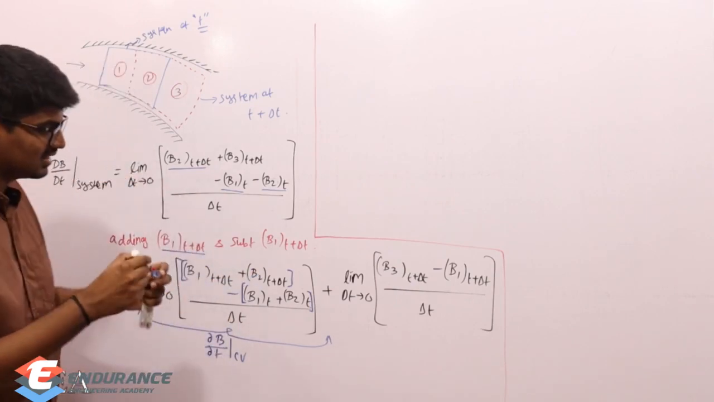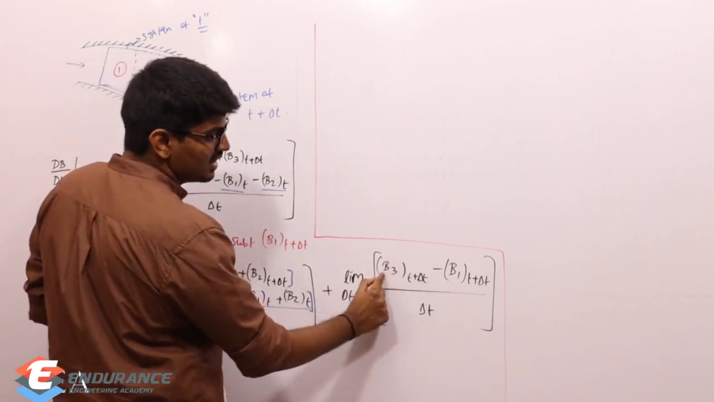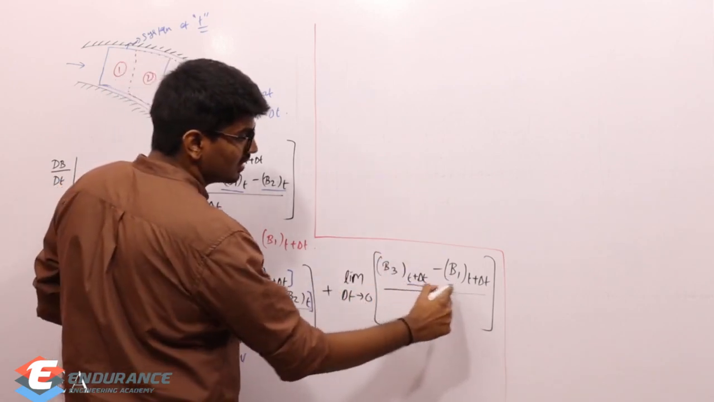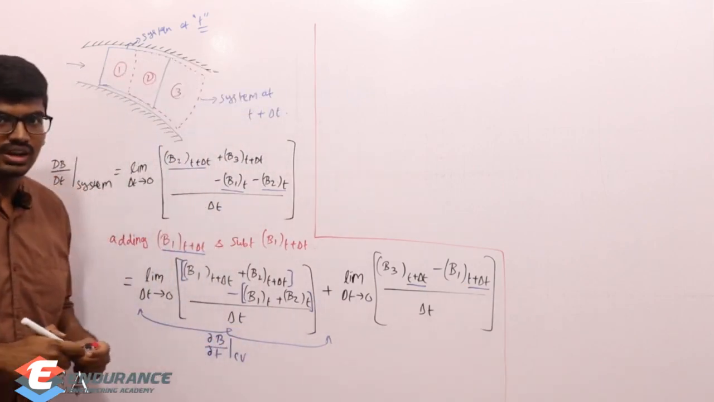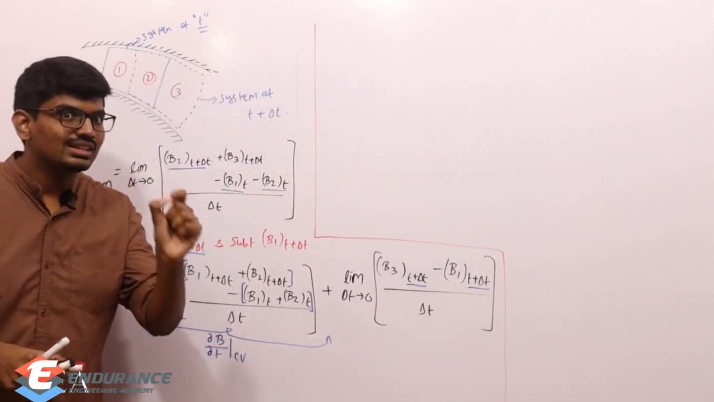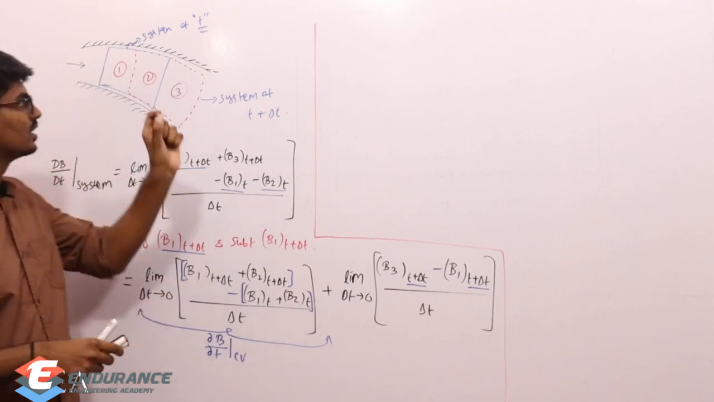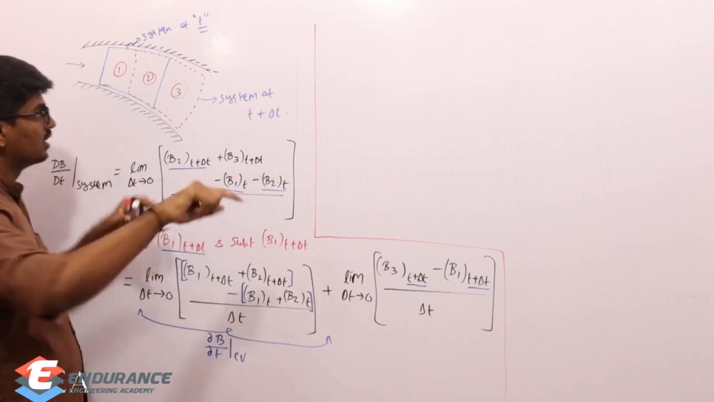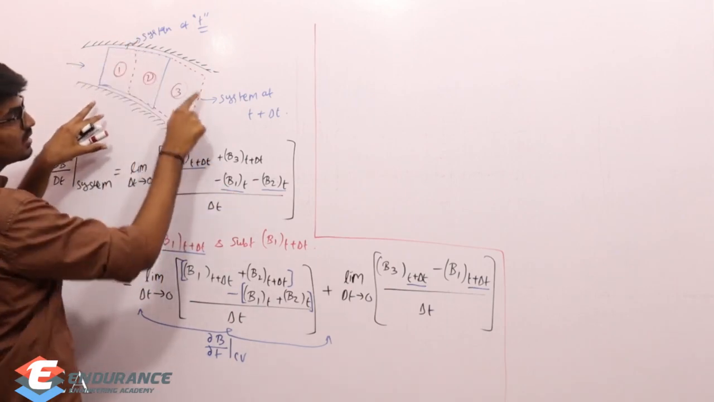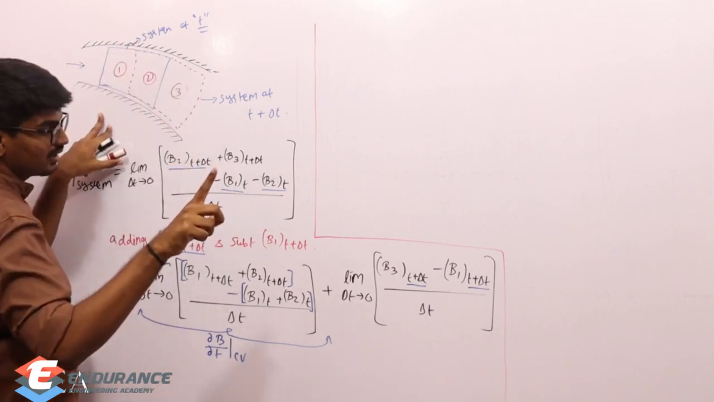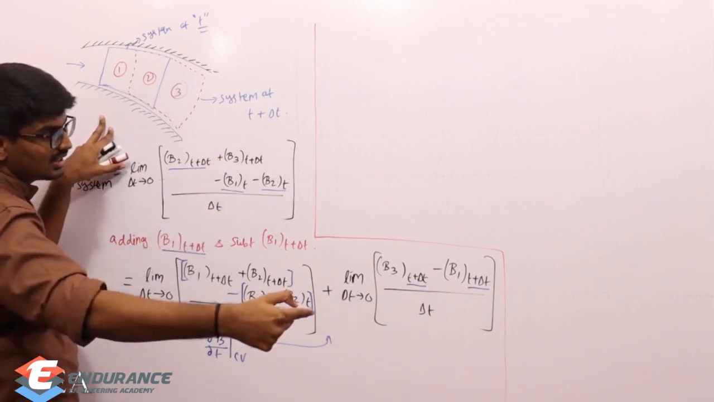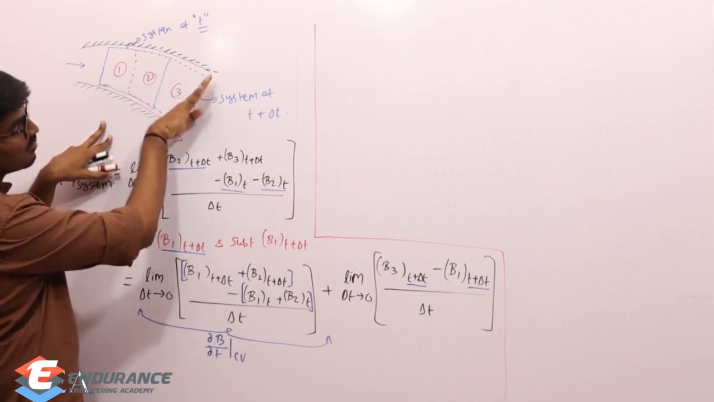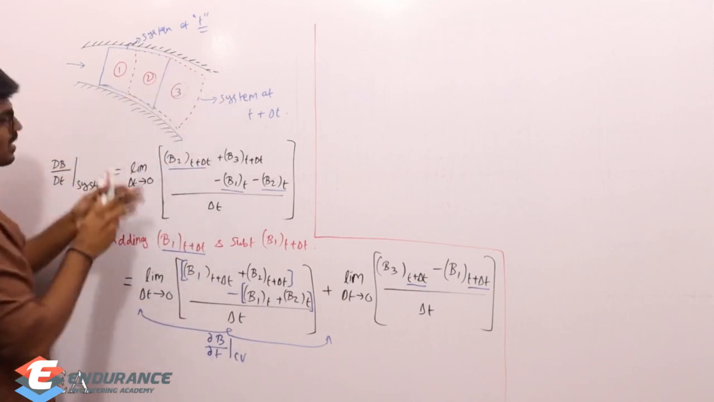What does that mean? Listen, both B3 and B1, I am taking at what time? Listen carefully, at time t plus delta t only. Now at time t plus delta t, with respect to control volume, what is this B3? Understand properly. At time t plus delta t, B3 is nothing but the quantity which has come out of the control volume, right? Listen carefully, I will explain properly.